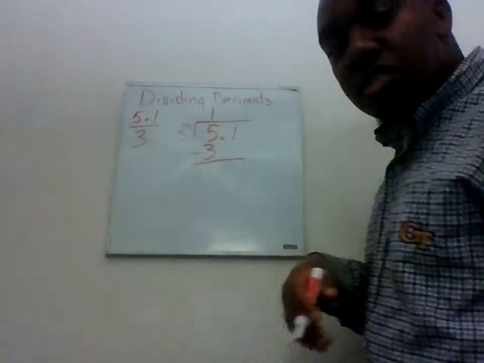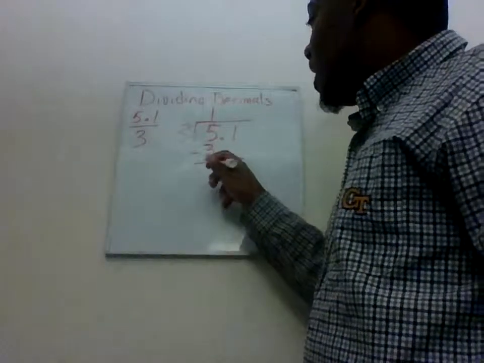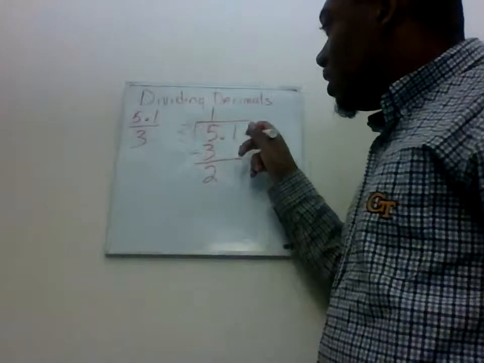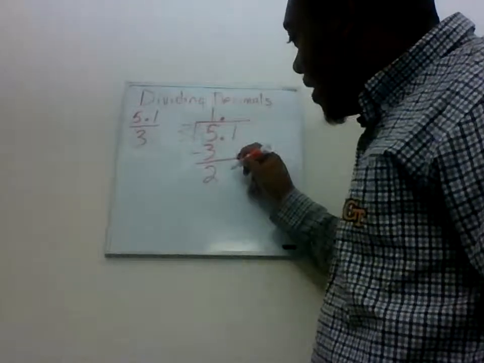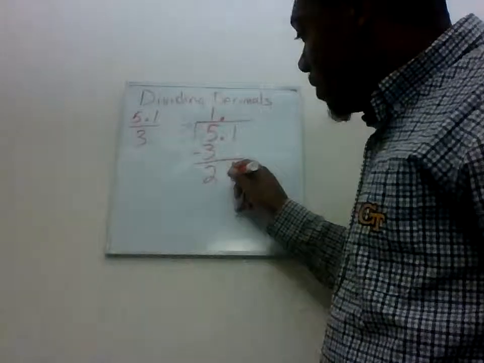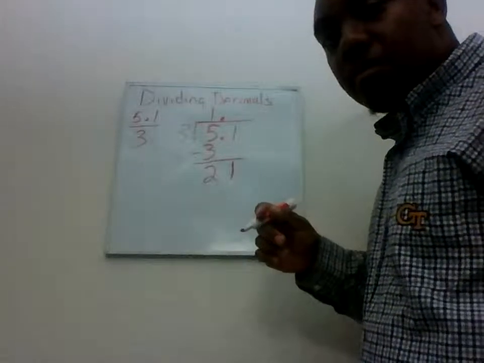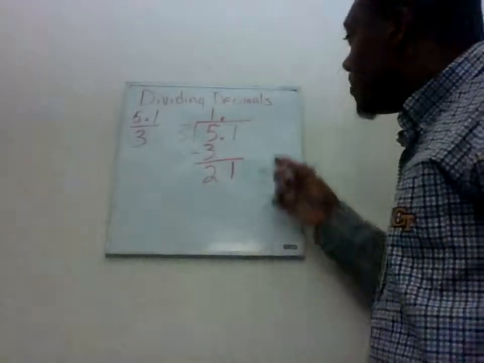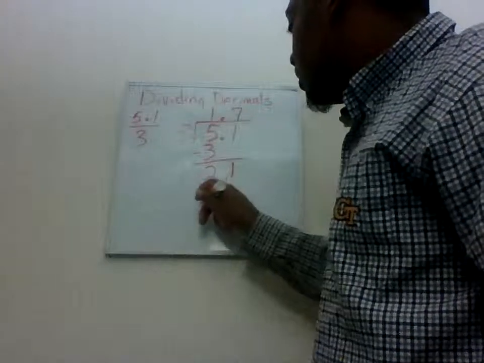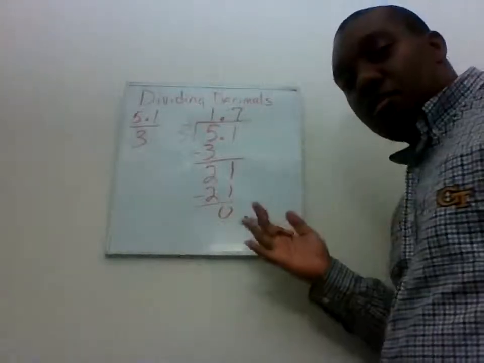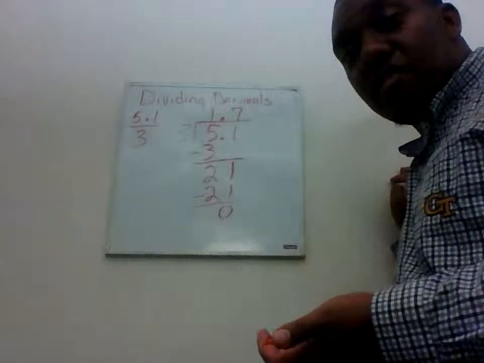Great thing about a video is if you feel like it's going too fast, you can always slow it down, right? So we subtract, we get 2. What about this decimal that's here? Oh, we put it back up here at the top. We have something we can bring down. Bring down a 1. All right. How many times does 3 go into 21? Oh, that's right. 7. So 7 times 3 gives us 21. We subtract that, we get a 0. We can stop there. So 5.1 divided by 3 gave us 1.7.